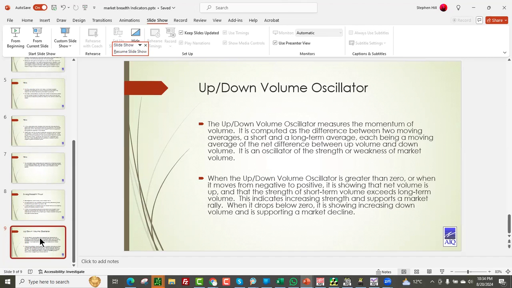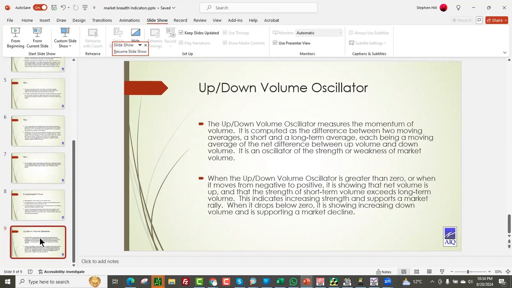When the up-down volume oscillator is greater than zero, or when it crosses over from negative to positive, it's shown that net volume is up and the strength of short-term volume exceeds long-term volume. So this is the key thing because it's using two moving averages. It's almost like an MACD of volume in here. So you're looking here, that short-term volume is increasing.